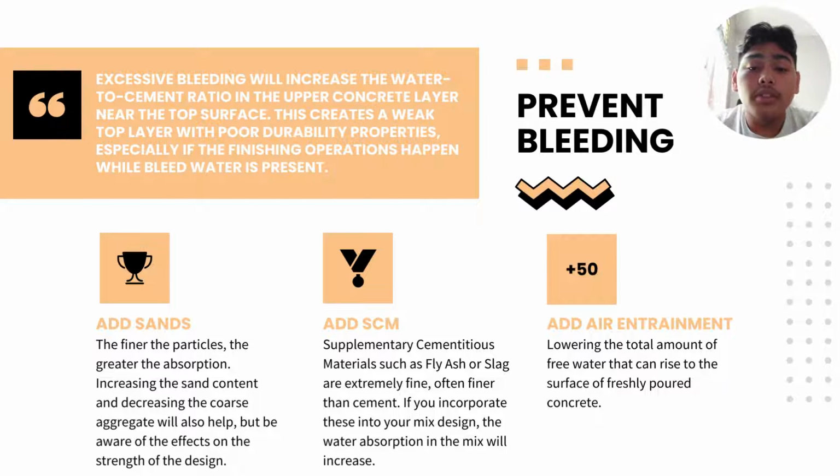Add air entrainment to the mix. Incorporating more particles into the mix to absorb water, or air bubbles, is truly significant. Including tiny air bubbles increases the surface area that cement and water must cover in the mix, lowering the total amount of free water that can rise to the surface of freshly poured concrete.